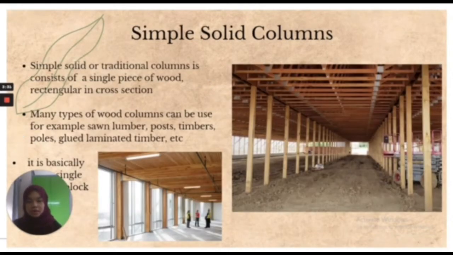A simple solid column consists of a single piece of wood, rectangular in cross section. Many types of wood can be used, for example sawn lumber, posts, timbers, poles, glued laminated timber, and many others. So basically, it is a single solid block. As you can see in this picture, this is a simple solid column at the back of the building. And this is an example of glued laminated timber that is attached to the wall.